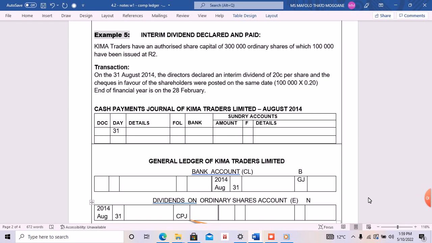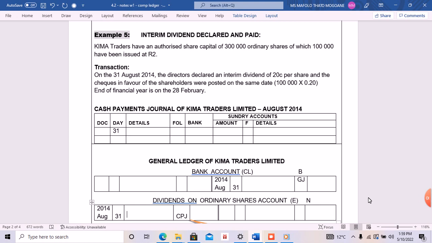I want us today to talk about the interim dividend declared and paid. Remember, the interim dividend is the dividend that is paid during the financial year, and it is differentiated from the dividend at the end of the year, which is paid at the end of the year. So today I want us to talk about the interim dividend declared and paid.